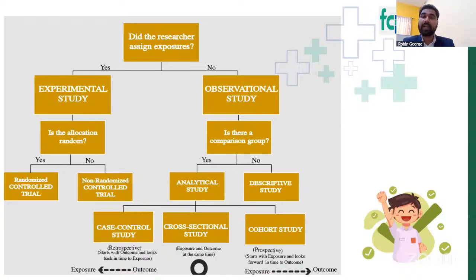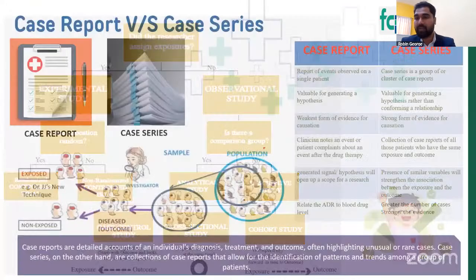Under descriptive, we have two: case report and case series. And under analytical, we have cross-sectional, case control, and cohort study. So hope you understood the basic types or classification of research designs. Now we go on one by one: what is a case report, when it is used, its advantages and disadvantages, what is a case series, what is cohort, what is case control, what is cross-sectional. Everything we will understand now one by one.